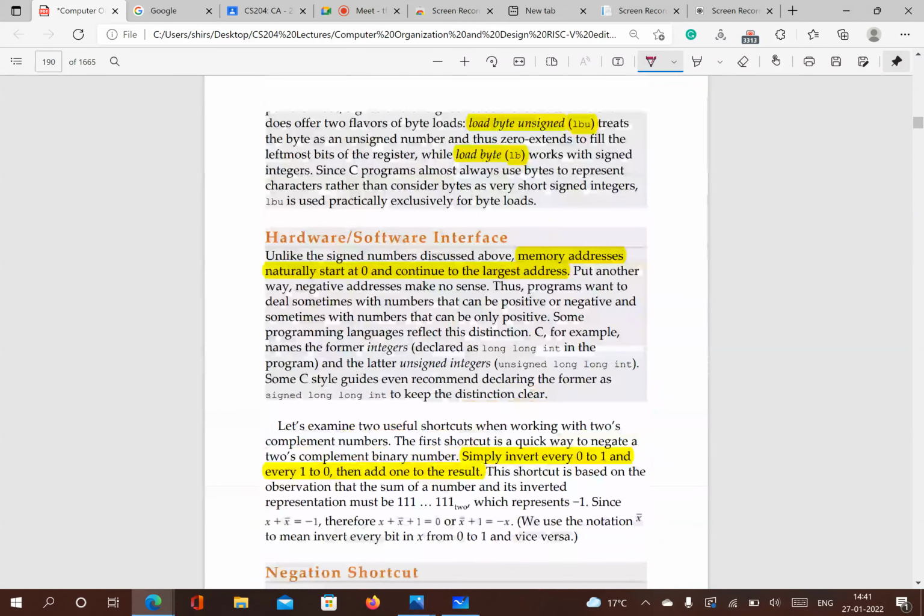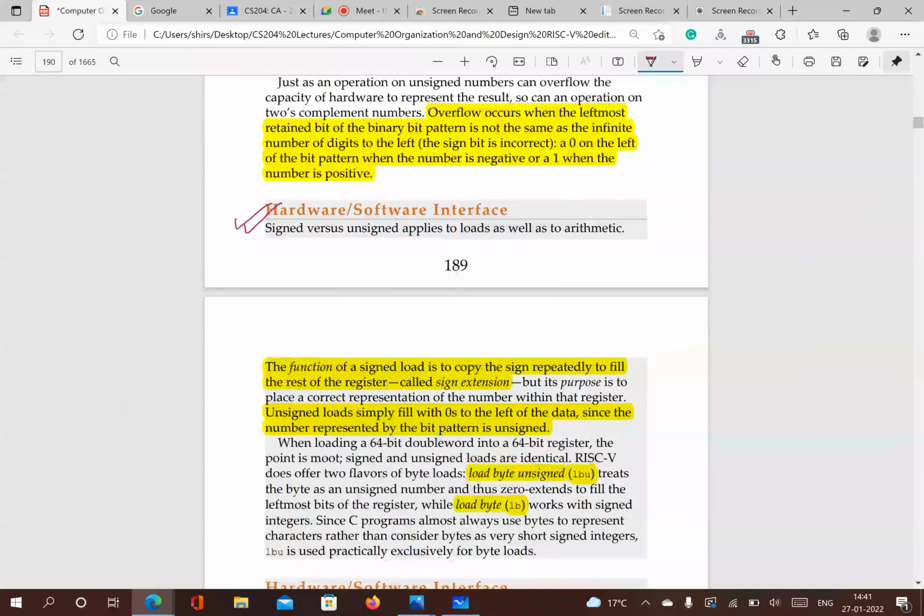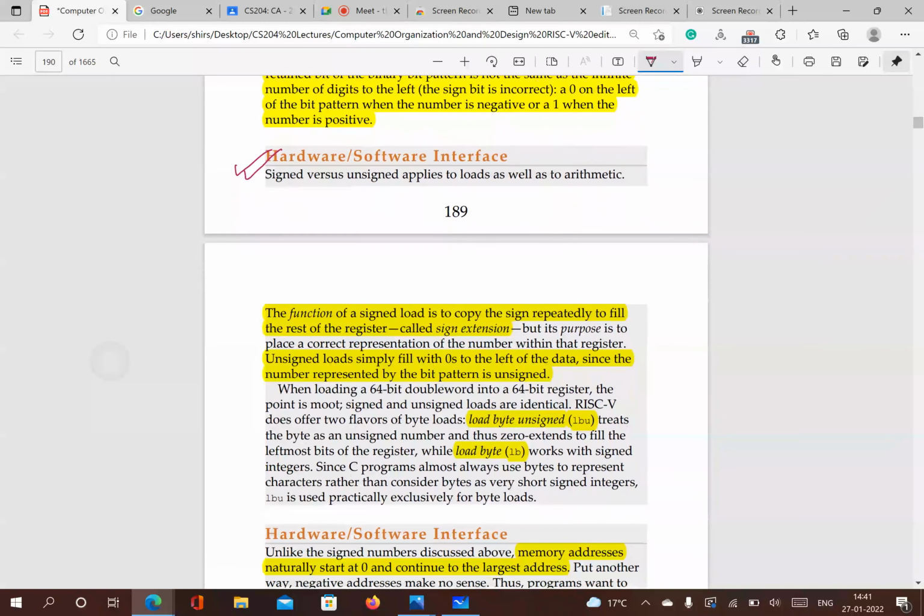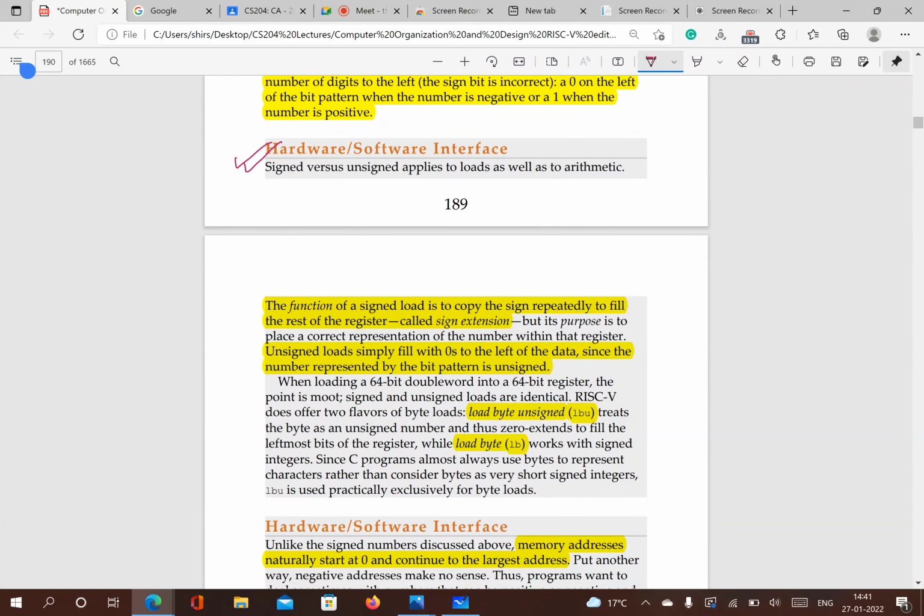Then I'll go back to the point that I skipped, hardware and software interface. Here you can see there is a term called sign extension. Sign extension, this point is important. Why? Suppose you have a number here, and suppose it's a positive number, 0 0 0 0 0. Suppose it's a 32-bit number. I'm not using all the 32 bits here. The last three bits are 1 0 0. So which number is it representing? It is representing plus 4, right?